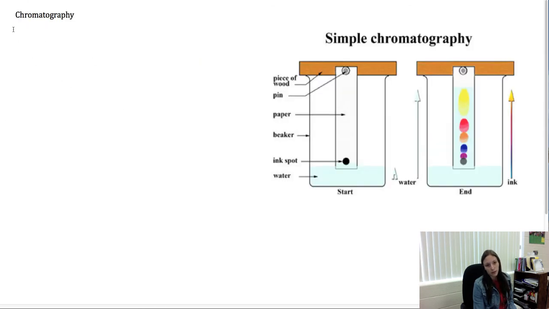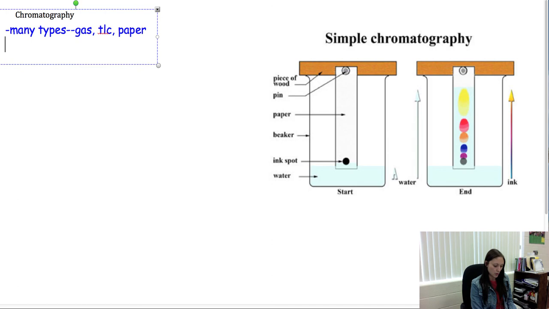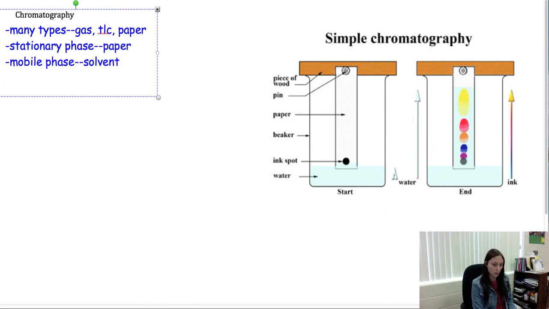The last way to separate is chromatography. Chromatography has many different types. The most common type is paper chromatography, but you can also have gas chromatography and thin layer chromatography, which is TLC. When you look at paper chromatography, there are two phases, and we'll look more at this at the end of the year. You have a stationary phase, which is the paper, and you have a mobile phase, which is the solvent. What happens is that parts of your mixture get carried up the paper to differing heights, and you can see the different compounds.